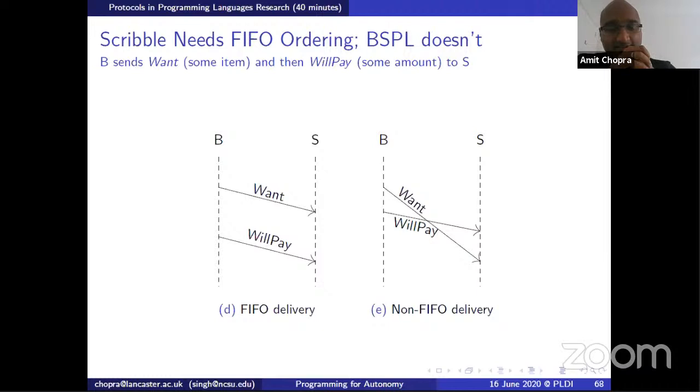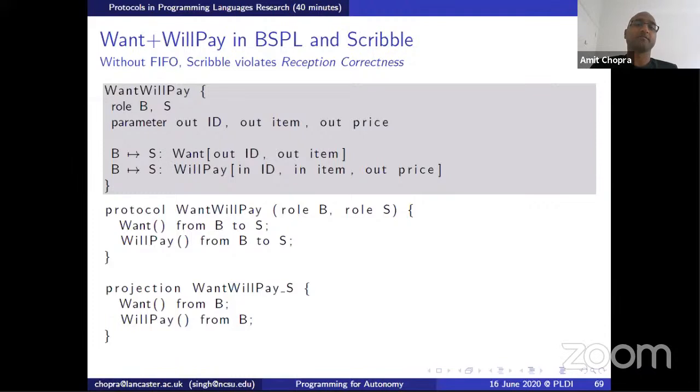That's indicated in enactment D. The numbering is a little screwed up. And the other enactment E shows what happens if you didn't have FIFO delivery. It could happen that will pay gets first to the seller and then want arrives. Now, in BSPL, you can express this protocol like this, and it captures both the enactments in the earlier figure. Buyer sends want to seller, and doing so, it produces ID and item. And once it knows the ID and item, it can send will pay and produce the price in doing so. Now, BSPL does not say anything about when a message should be received. If they were sent correctly, then anytime a reception happens, it is correct. So it doesn't matter in which order these messages are delivered to the seller.